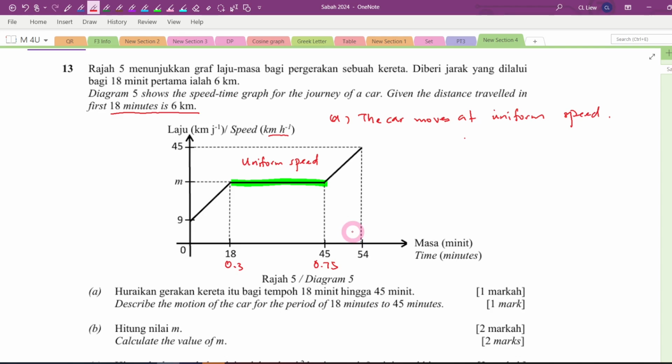Or you can write in fraction. Let's say sometime when you divide it, right, you get a very long decimal. Don't go and round off it. Just change it to fraction. Okay, so this is 0.9.